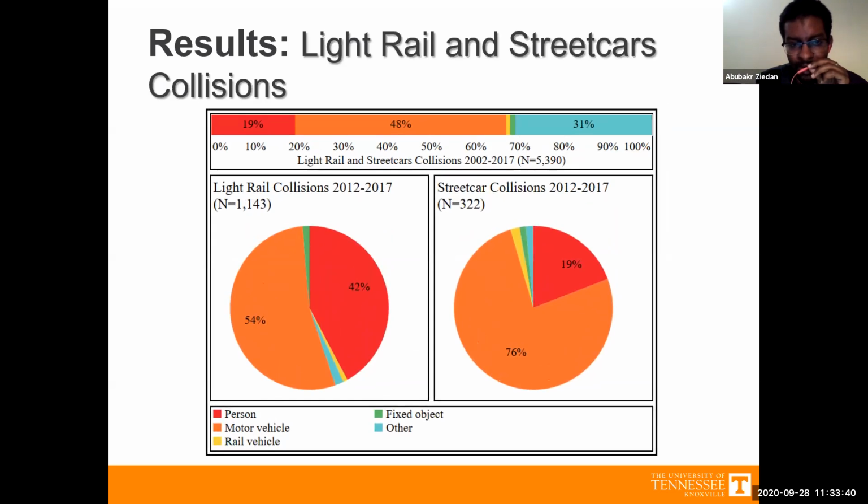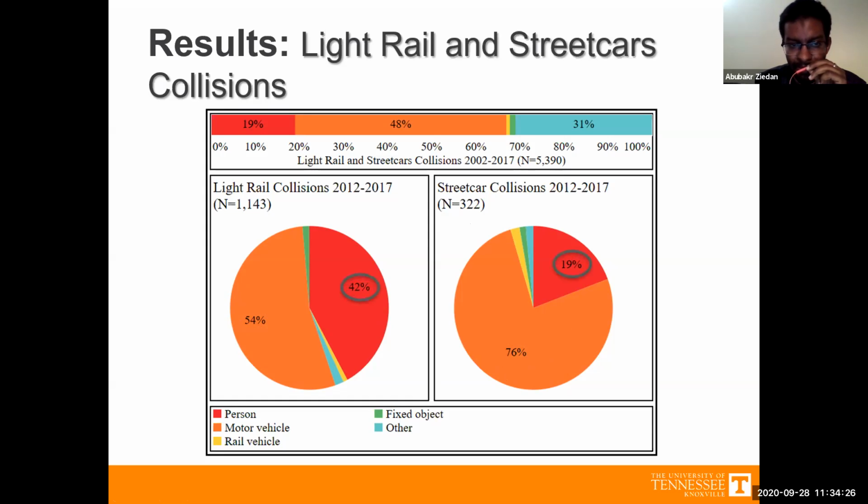Also related to looking at the collisions, in 2012 to 2017, as we can see here, there were 1,100 light rail collisions compared to 300 streetcar collisions. But then the interesting thing when we look at the categories of these collisions, we see that for the streetcars, about 3/4 of the collisions were with motor vehicles, which is higher than light rail, which had only about 54% of the collisions with motor vehicles.